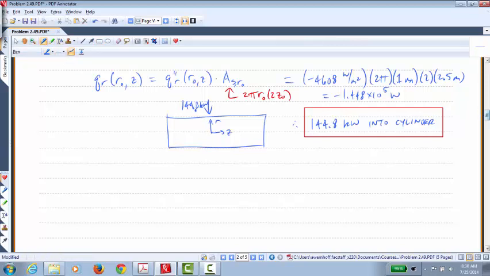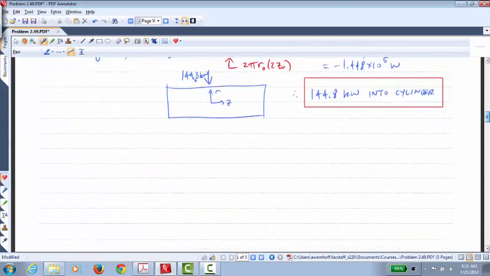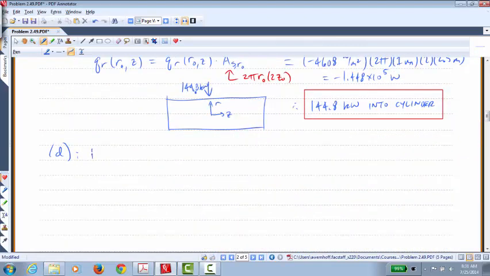Now part D, you're going to do a similar thing. It says determine the radial distribution of the heat flux at the end faces of the cylinder, which are at plus Z0 and minus Z0. There's actually a mistype here. This should be Q sub Z, because you're trying to find the heat flux out of the end faces. You're finding the heat flow and heat flux in the Z direction, not the R direction. Then, just like at part C, you're going to find the corresponding heat rates and find out if they're in or out of the cylinder. So just like with part C, we're going to find some heat fluxes.